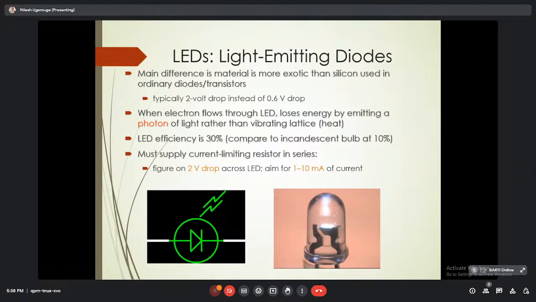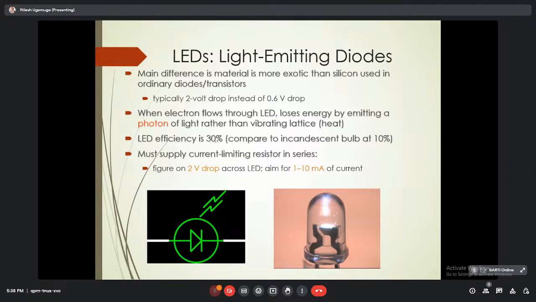When an electron flows through an LED, it releases energy by emitting a photon of light rather than vibrating the lattice like heat. So the LED's efficiency is 30% compared to an incandescent bulb at 10%. Earlier we were using incandescent lamps, and everybody knows that with a tungsten filament, mostly the energy is dissipated to create heat. But if we are using an LED, there is no emission of heat. That is why it is called cold emission, whereas a tungsten filament is called hot emission. And the efficiency of the LED is also 30% in comparison to the tungsten filament.